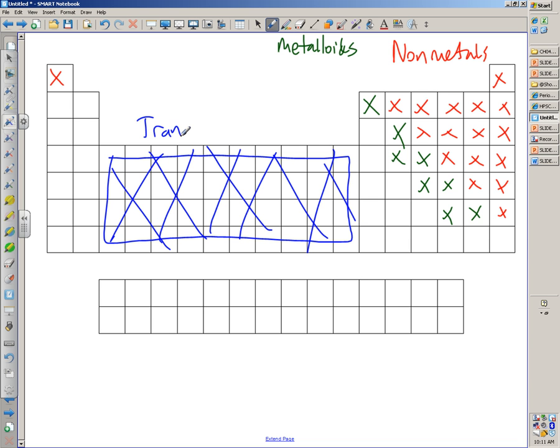These are called the transition metals, or sometimes you'll see them called the transition elements. Same thing, just a different way of showing them. Okay? So that whole short part of the periodic table. These are the transition metals, or the transition elements.